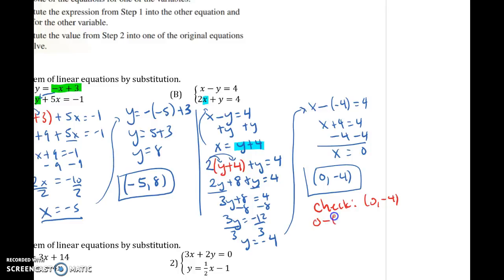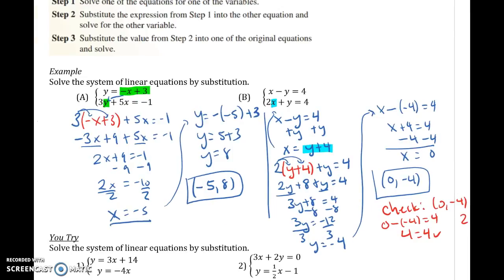So 0 minus -4 should equal 4. 4 equals 4. Beautiful. 2 times 0 plus 4 should equal 4. 4 equals 4. Perfect. So now I can be super confident this is the correct answer. And this is something I would encourage you guys to do in your homework, and definitely on your tests and quizzes, just to make sure you get the right answer if you have some extra time. Okay? And that's really all we're going to talk about in today's video.